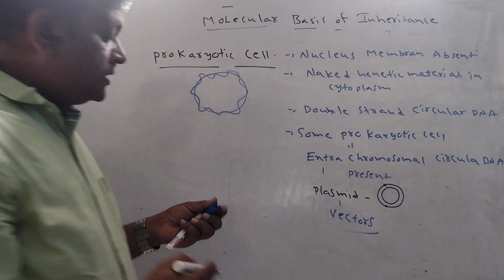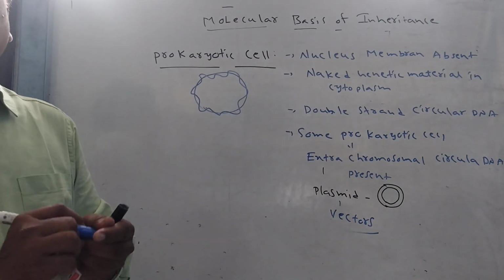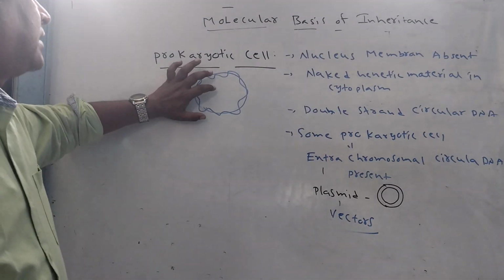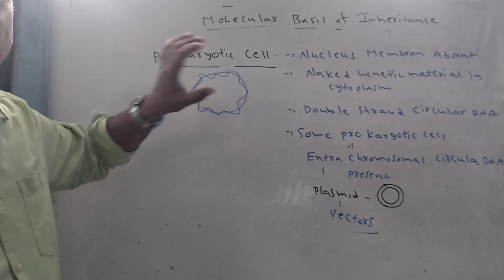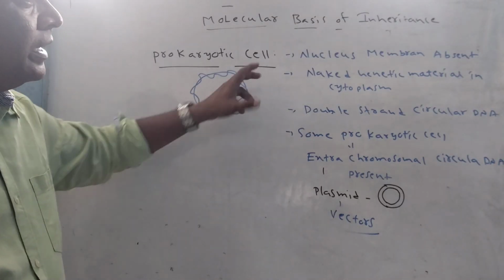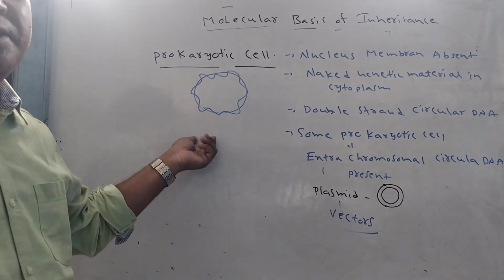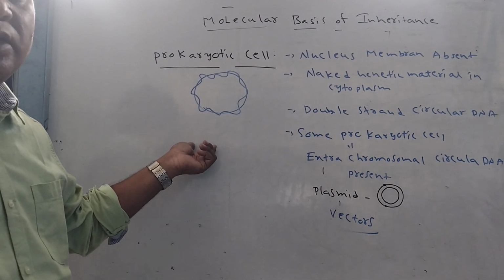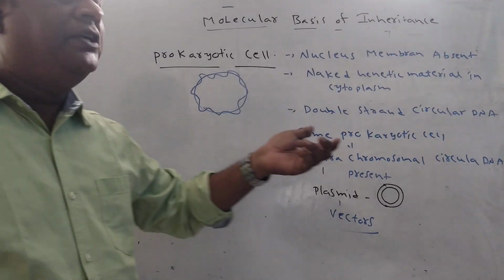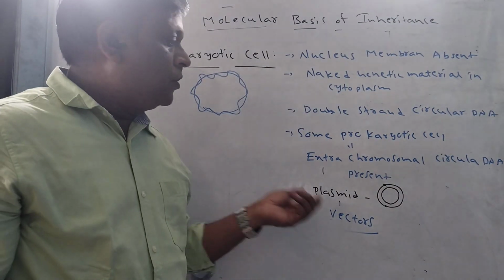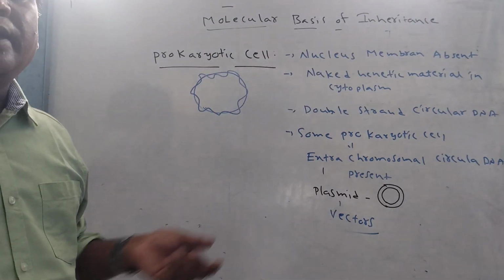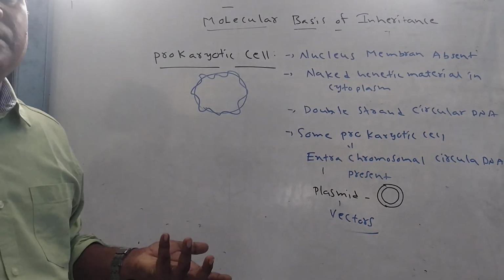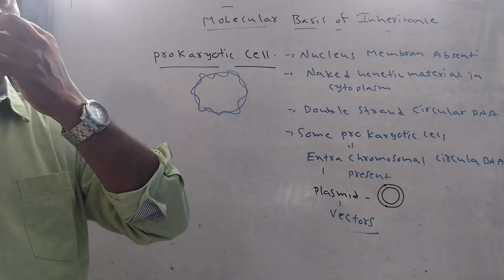So in these lines we discussed the prokaryotic cells. The DNA present is circular DNA, a double stranded circular DNA. And some cells have extra chromosomal circular DNA present. That one we call the plasmid. The plasmids are used as vectors. This is about the prokaryote cells.